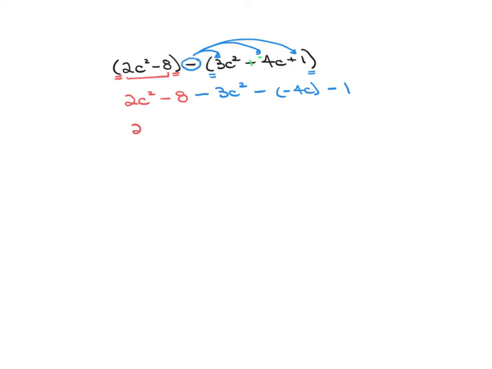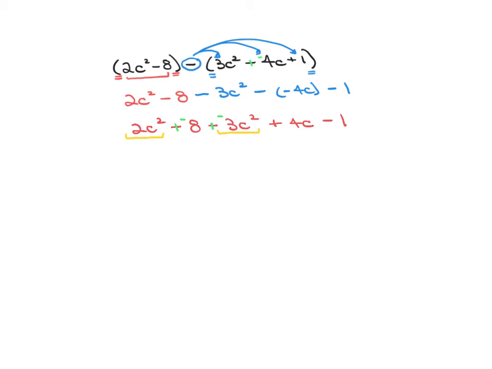So we'll have 2c squared minus 8 minus 3c squared plus 4c minus 1. And again, since I'm going to be moving terms around, I'm going to take all the subtraction and turn it into addition of the negative, like that. All right, our final step is to find like terms, with the exact same variables.